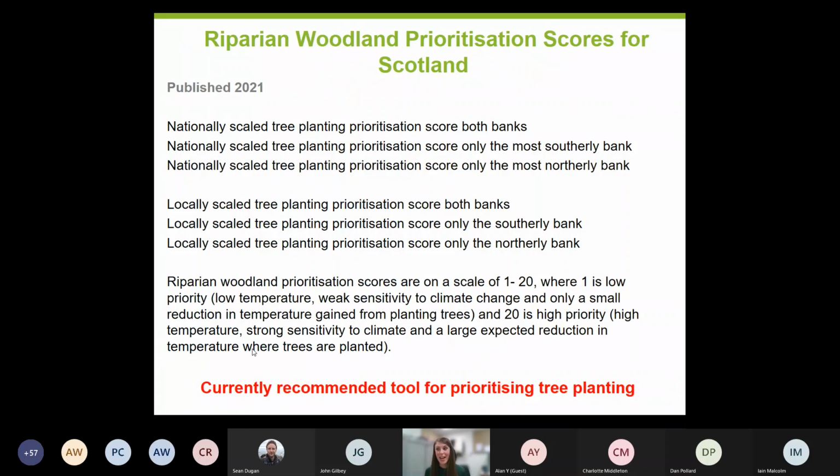So what this has produced is our Riparian Woodland Prioritisation scores for Scotland, and we've got a nationally scaled and a locally scaled, and we also have the tree planting options of being able to plant both banks, being able to plant your most southerly bank, and being able to plant your most northerly bank. So this results in 6 additional layers that are available for use. The scales go 1 to 20, 1 low priority, 20 high priority, and this is the tool that we would currently recommend for anybody prioritising tree planting that's wanting to account for where's hottest, where's going to change the most, and where am I going to be able to have the biggest impact in terms of temperature reduction from planting trees.